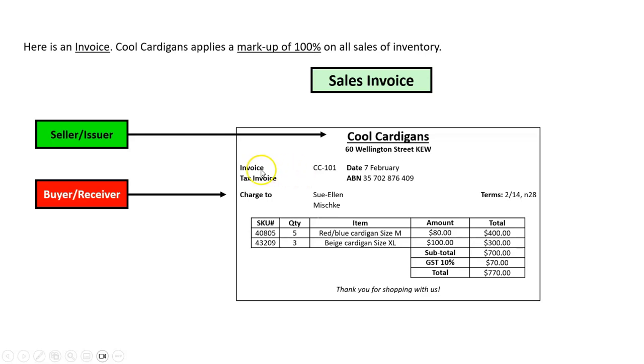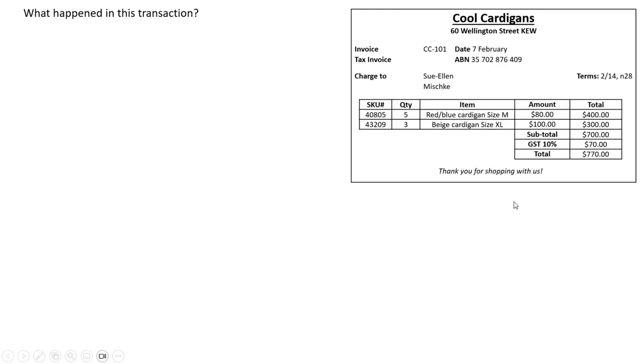And we can see there's an invoice, so that means it's a credit sale. It's a tax invoice, which means it's got GST. It's got a date of the 7th of February. We can see the products. We've got some SKUs, a quantity, item number, and an amount. And then we've got a subtotal, $700 plus GST, and that equals a total of $770. And we can see here we've got these terms, 2-14 and N28, and they refer to our credit and our discount terms.